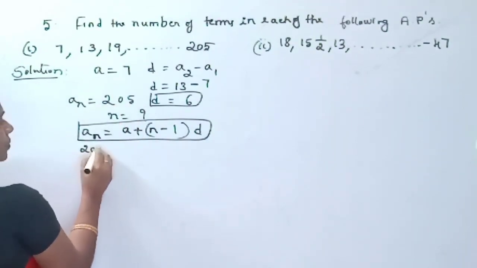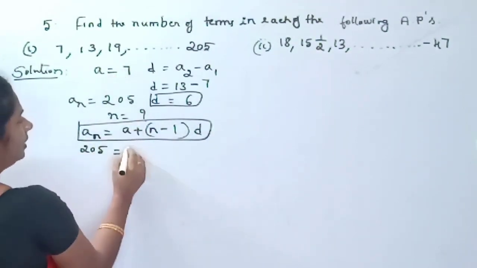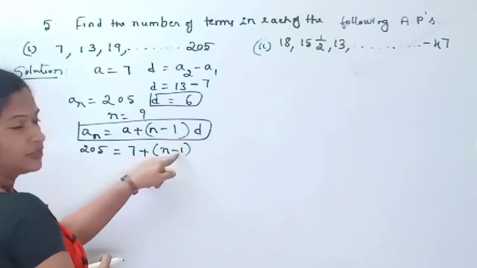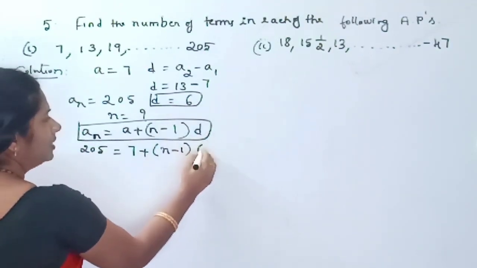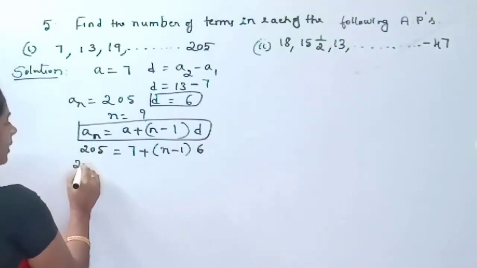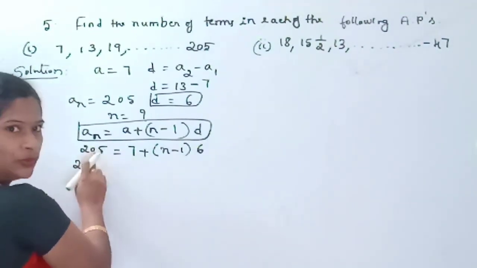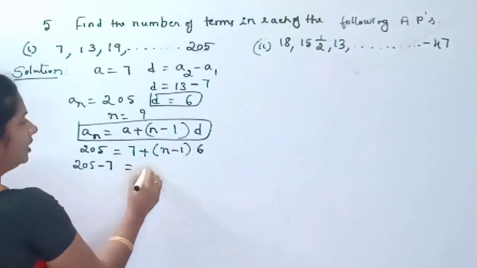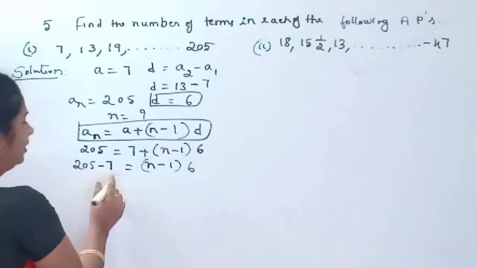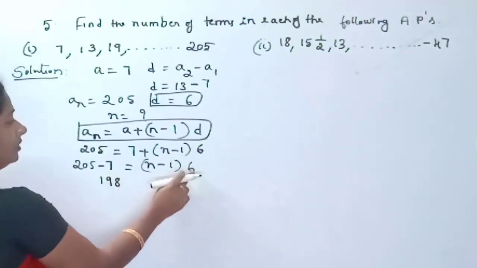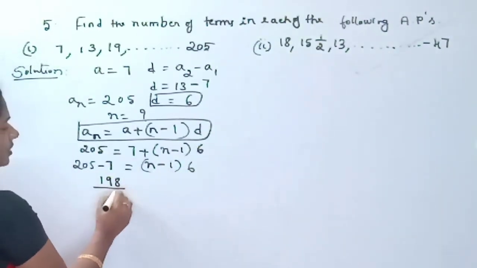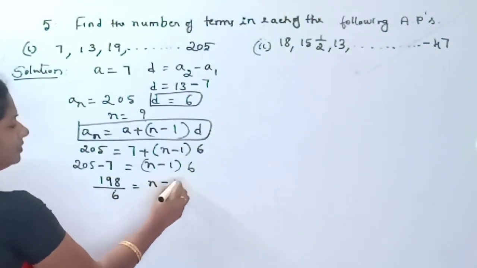Now let us substitute the values. An value is 205 equal to the first term, 7, plus N minus 1 into D, where N we have to find out. D value is the common difference, which is 6. Let us simplify. 205, I'll transpose this plus 7 to the left hand side. It becomes minus 7 equal to N minus 1 into 6. 205 minus 7 is 198. This divided by 6, I'll transpose the 6 to the left hand side. It becomes divided by 6 equal to N minus 1.